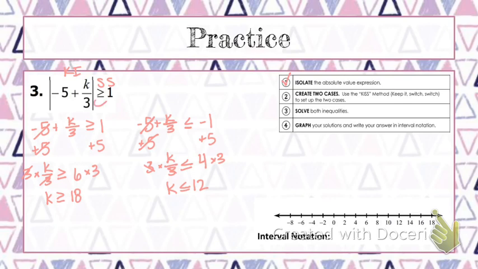And remember that a greater than or equal to inequality will become an or inequality. So k is greater than or equal to 18, and k is less than or equal to 12. So our interval notation is negative infinity to positive 12 with a bracket this time, and then 18 to positive infinity.